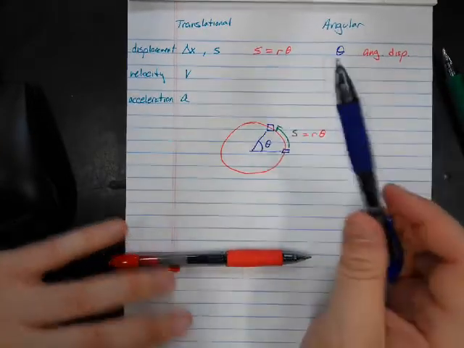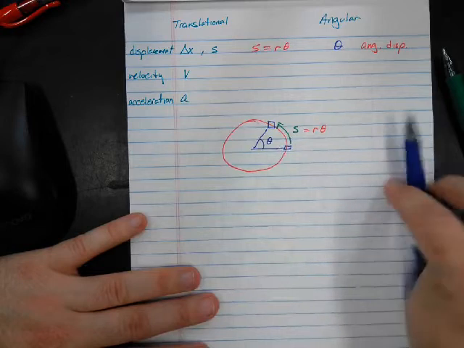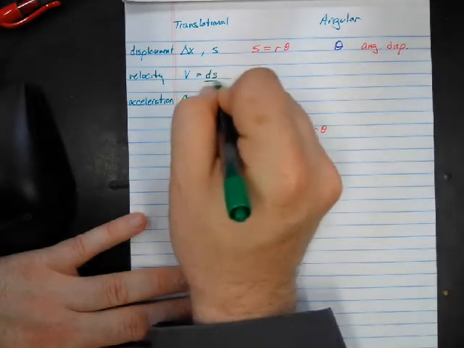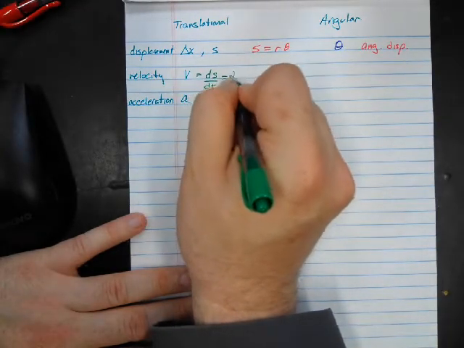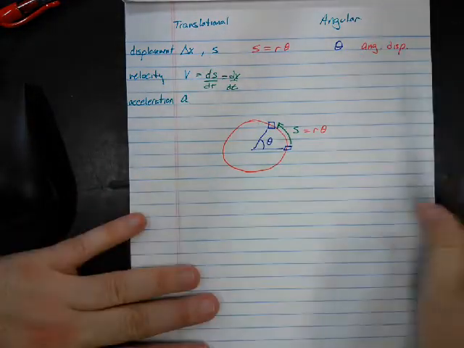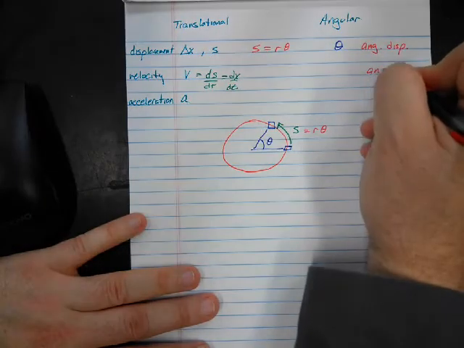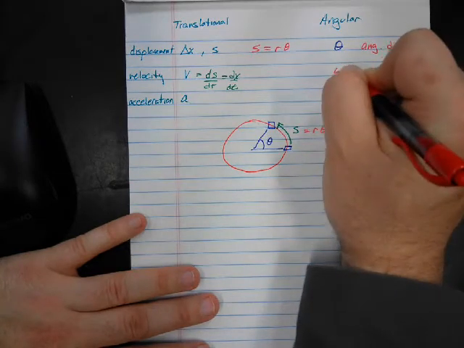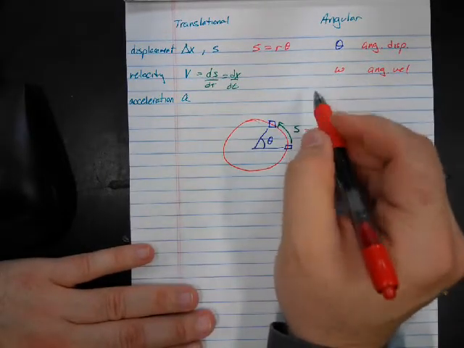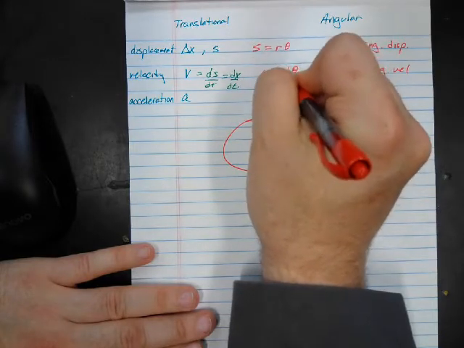After we define that, everything else comes from doing the same sort of stuff. Our velocity v is ds dt, or dx dt. We use delta x or s kind of interchangeably. So for angular velocity, we're going to use the letter omega, which looks like a w, but it's a lowercase Greek omega symbol. Omega is d theta dt.